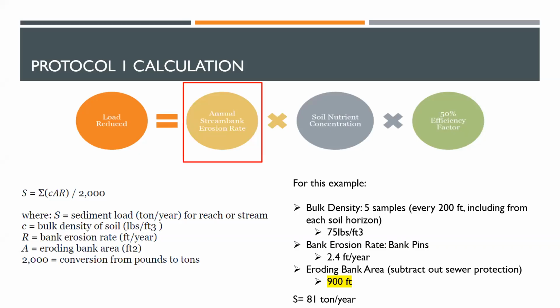You come up with a bulk density of 75 pounds per cubic foot. You use bank pin measurements for this project, and you found that your erosion rate was 2.4 feet per year. And then your eroding bank area: remember, you had 1,000 feet of bank, but 100 feet of that was gabion baskets, so you have to subtract out that 100 feet from your project length. So you only have 900 feet of eroding bank area under this example. When you run that through the equation, it's 81 tons per year.